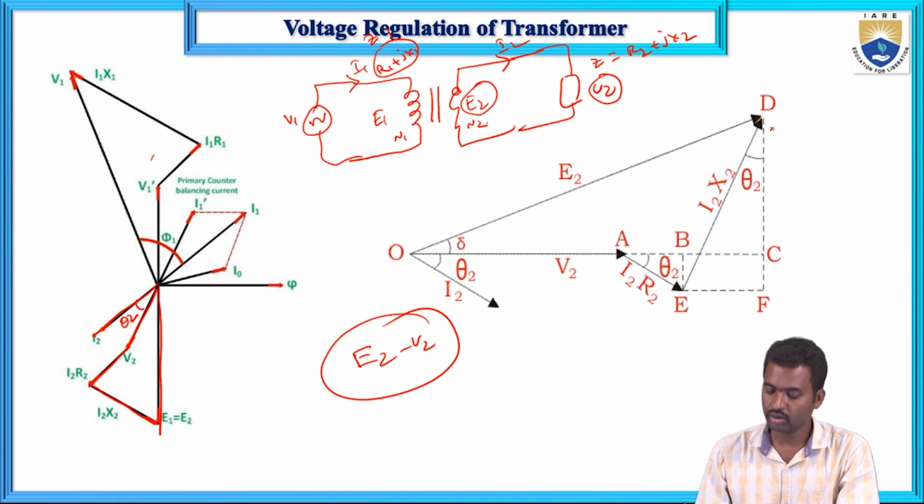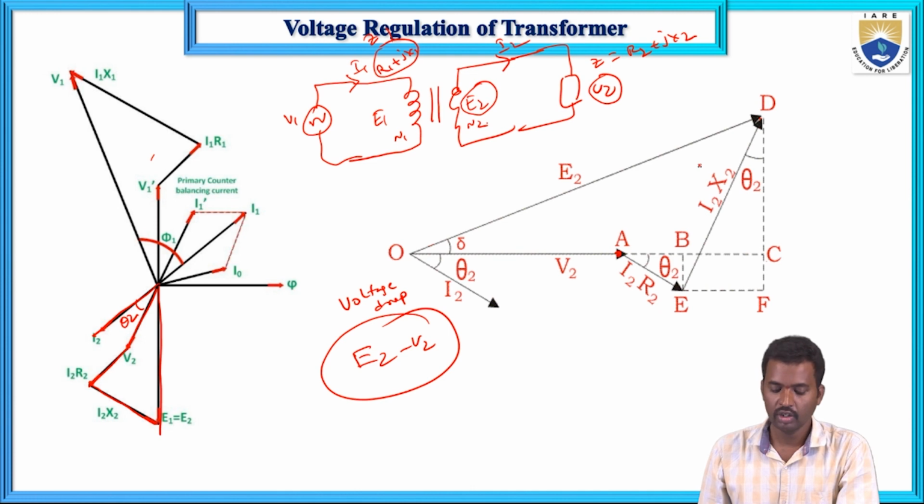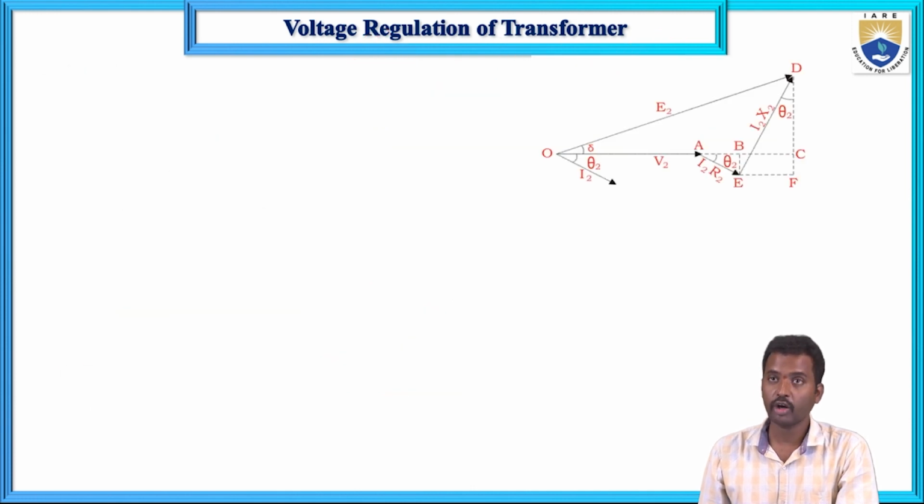So from this you can see the voltage drop from no load to full load. So what is the drop between these? That equation I am deriving here. First, this is the diagram.